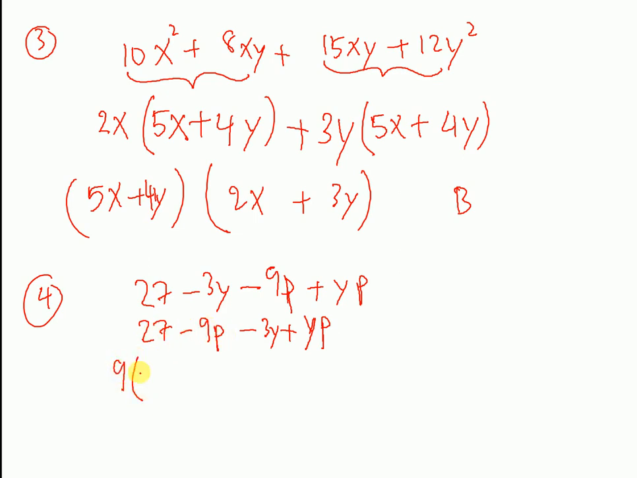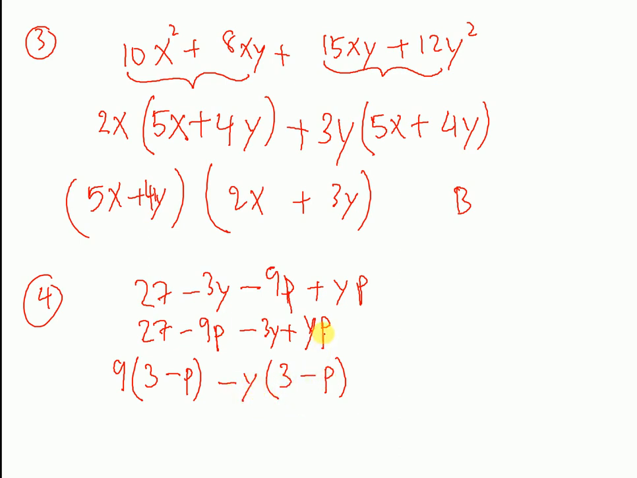Now 27 and 9, they have a common factor of 9. So I took out 9, I have 3 left, right? 9 times 3 gives me back 27. I took out 9, I have minus p left. Now these last two terms, there's a common factor of y. I took out minus y, I have 3 left because minus y times 3 gives me back minus 3y. Now if I took out minus y, I have minus p left because minus y times minus p gives me yp.